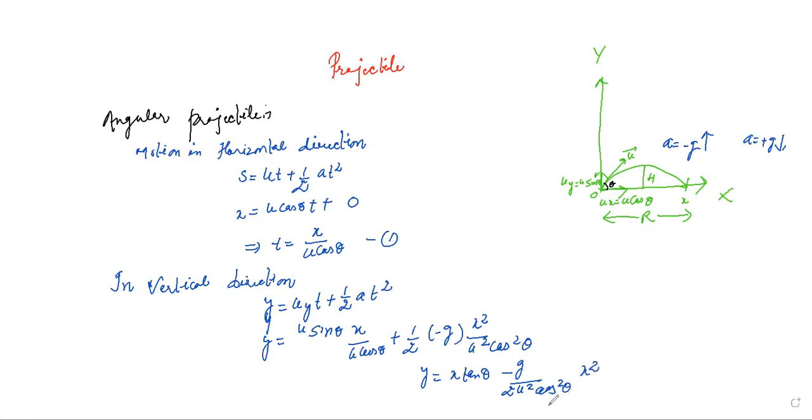Since sine theta over cos theta is tan theta, now here we are getting the highest power x square. That means the path followed by a projectile is parabolic in nature. So, this is the trajectory of the projectile.